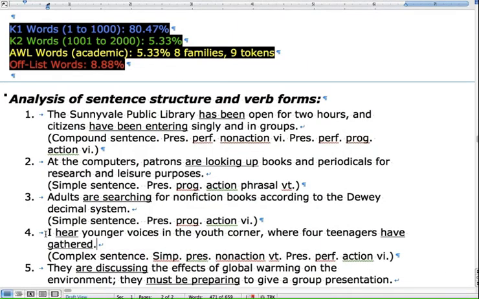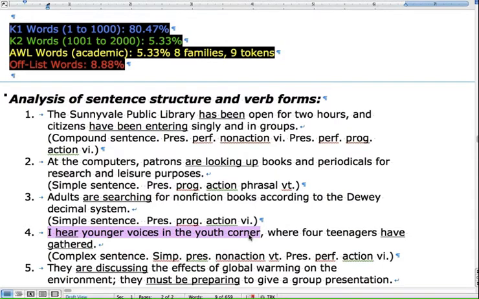Let's look at sentence number 4. I hear younger voices in the youth corner where 4 teenagers have gathered. This is a complex sentence. A complex sentence has 2 clauses, one independent clause, or main clause, and one dependent clause, or subordinate clause. In this case, I hear younger voices in the youth corner. This is the independent clause.